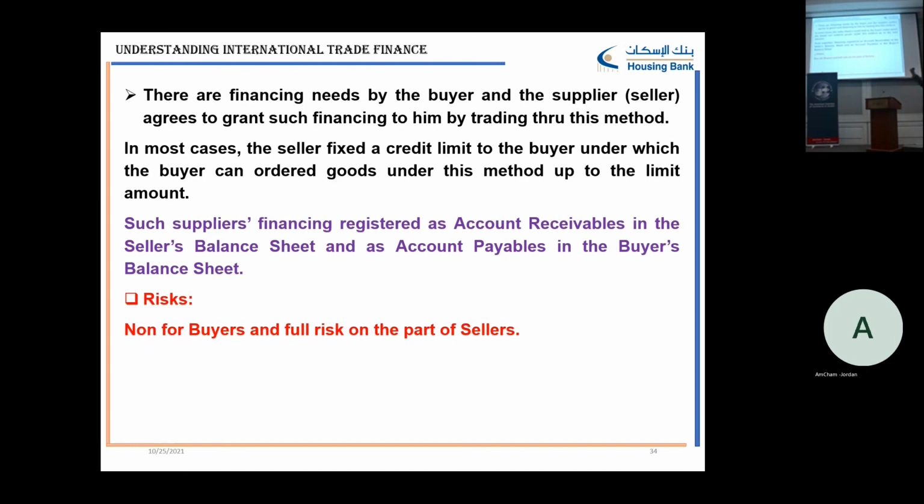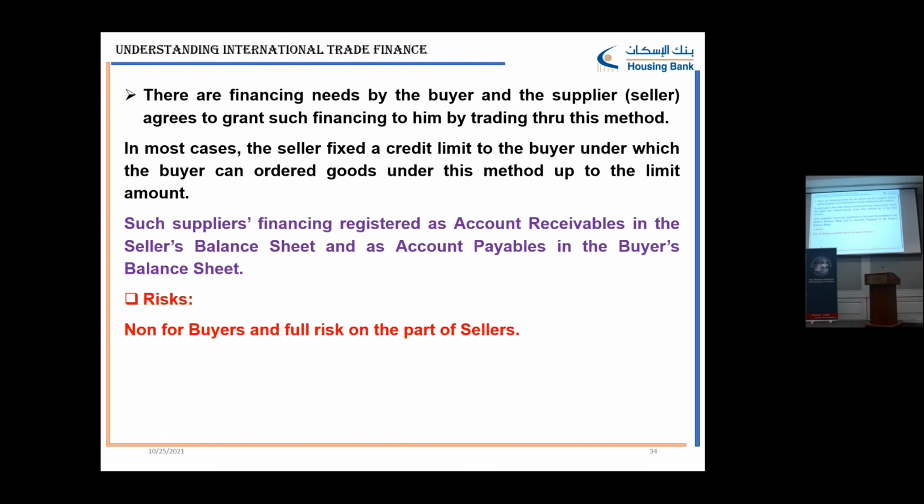I will fix a credit line for you under which you can import goods through this year, take your goods and then pay me after a specific tenor. We will agree on it under the sales contract. So there are financing needs by the buyer and the supplier agrees to grant such financing by trading through this method. The seller fixes a credit limit for the buyer under which the buyer can order goods up to the limit amount. Such supplier financing, as you know, is registered as account receivable in the seller's balance sheet and as account payable in the buyer's balance sheet. So what is the risk if we use this method of payment?